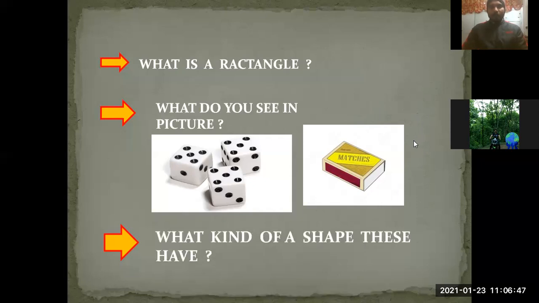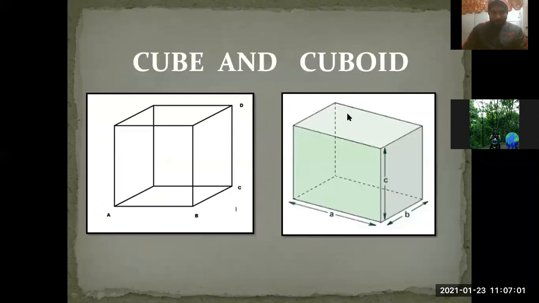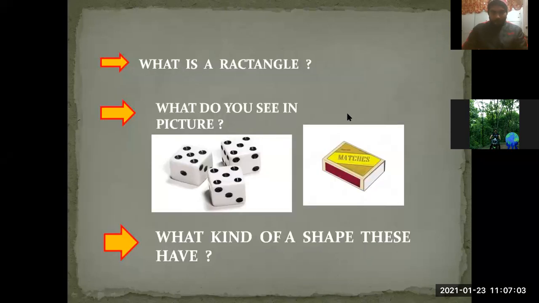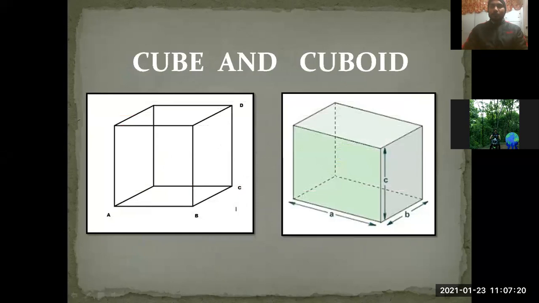What kind of shape do the above shown pictures have? Anyone? Very good, Samragi. These are the cube and cuboids. So today we will discuss the cube and the cuboid. So here is the topic, cube and cuboid.